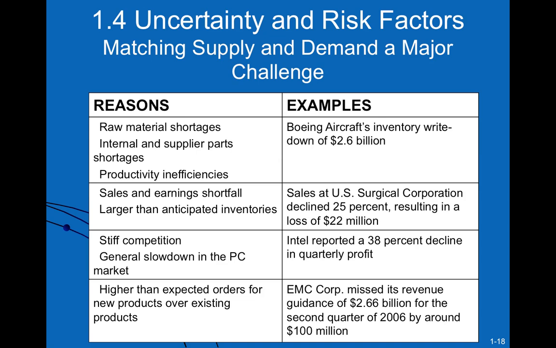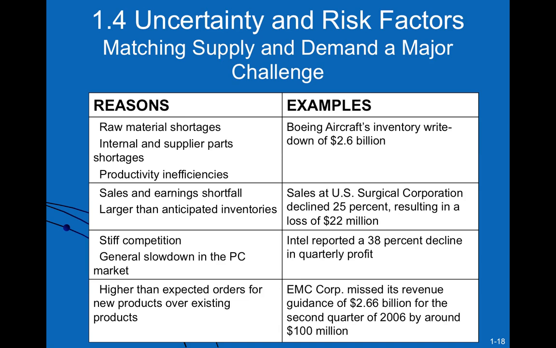of $2.6 billion. So clearly, if you're talking about a write-down of inventory, it probably didn't forecast properly, and had to write off a whole lot of inventory. All right, sales and earnings shortfall, larger than anticipated inventory. So these are all examples. An example here is sales at the U.S. Surgical Corporation declined 25%, resulting in a loss of $22 million.